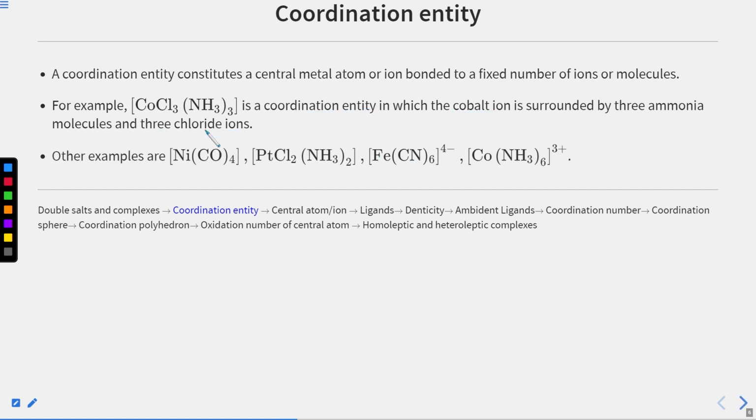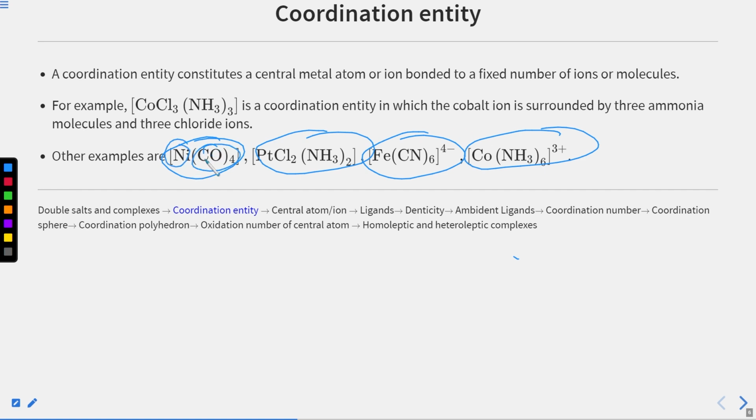Other examples would be Ni(CO)4, PtCl2(NH3)2, [Fe(CN)6]4-, and [Co(NH3)6]3+. Now we can see each of these has different components. We can have ions outside this sphere also, and we have metal ions in the coordination entity. We have some neutral or ionic species, that is NH3, or if we talk about ionic species, we have CN. Now let us see about all of this.